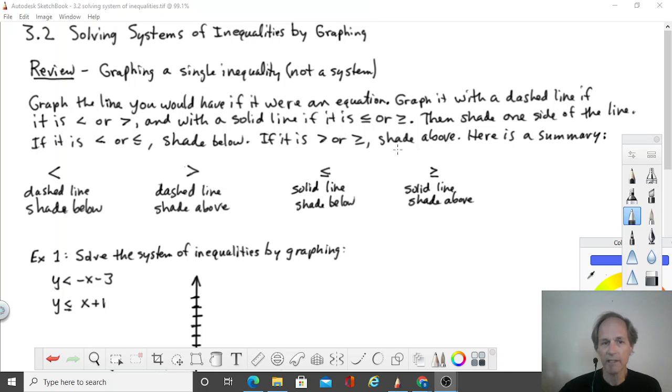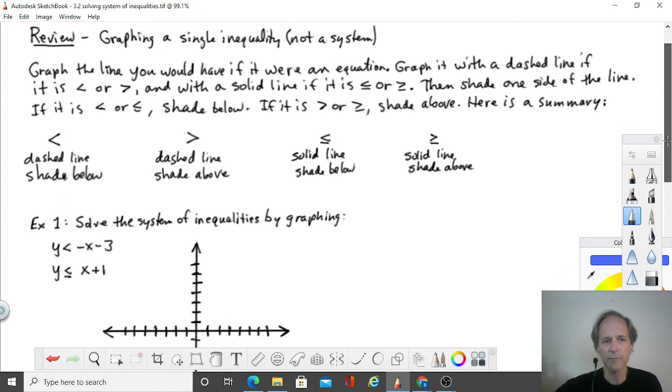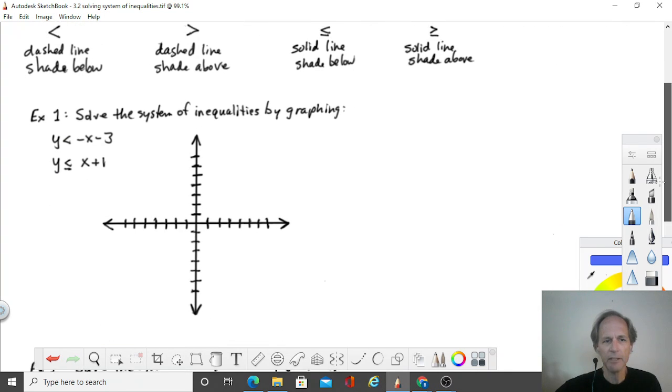So just a quick summary. For less than, you graph it with a dashed line and shade below. For greater than, it's a dashed line and shade above. For less than or equal, use a solid line and shade below. And for greater than or equal, use a solid line and shade above. Okay, so we will use that in solving these systems of inequalities.